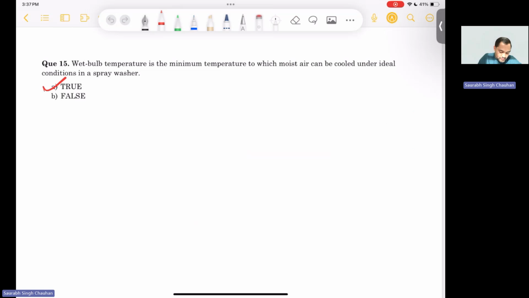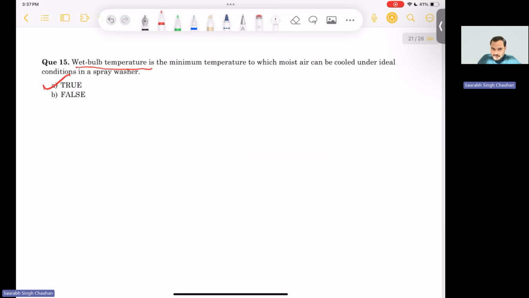So the answer is true, right? Because wet bulb temperature is the minimum temperature which you can achieve by this evaporation, right? So this wet bulb temperature is less than dry bulb temperature that we have discussed. All of us have seen a lot of examples of this effect.